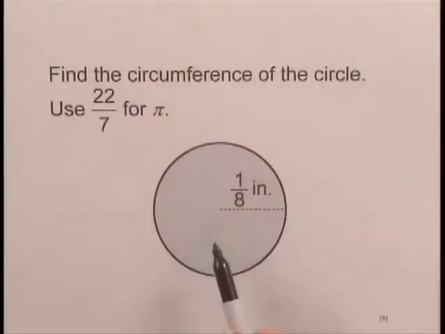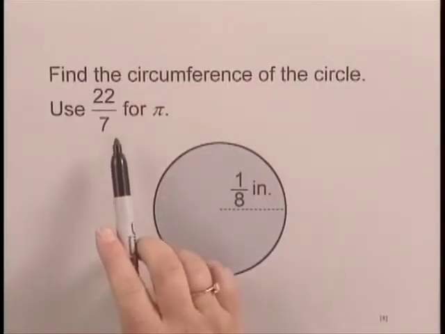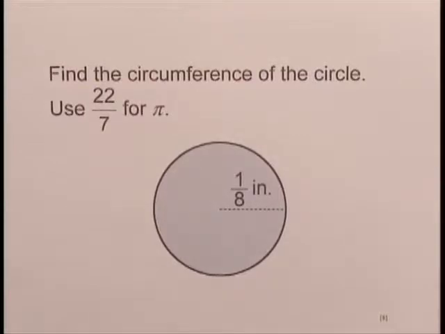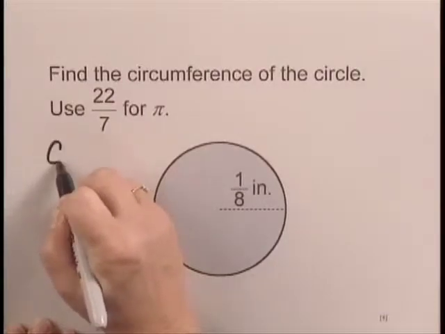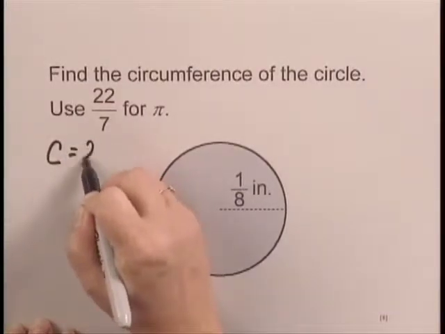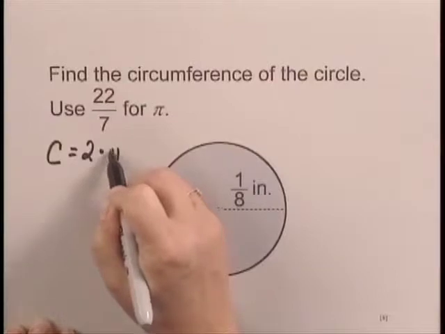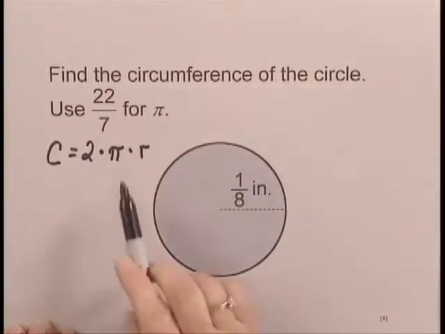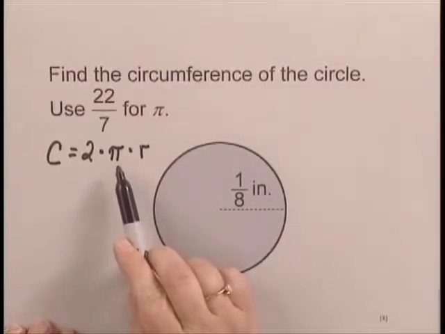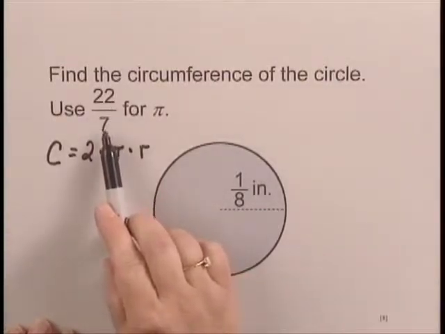Let's find the circumference of the circle that has a radius of 1/8 inch. For this problem, we will use 22/7 as an estimation for pi. The formula for the circumference of a circle is C, circumference, equals 2 times pi times the radius r. Now pi is not a variable, pi is a number that we're going to approximate with 22/7.